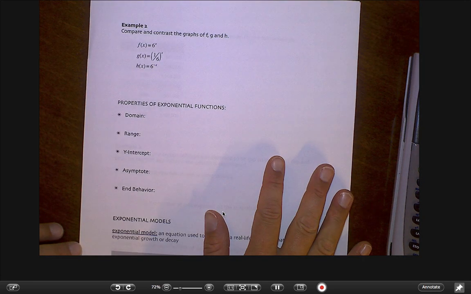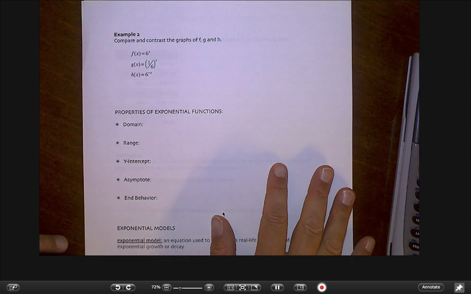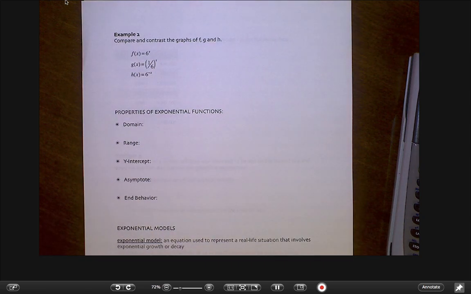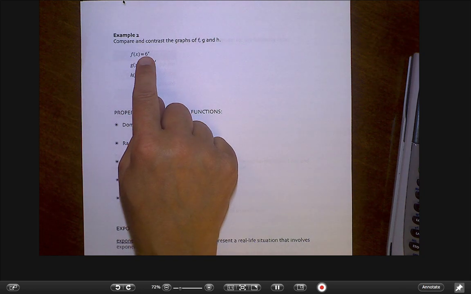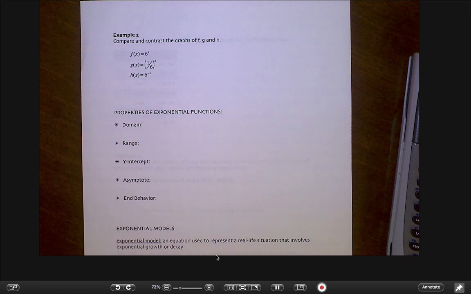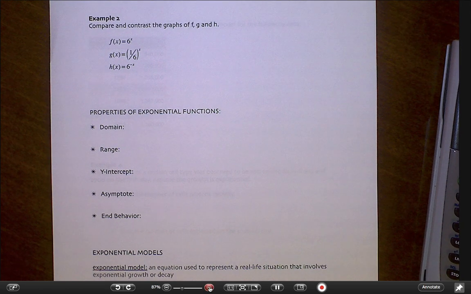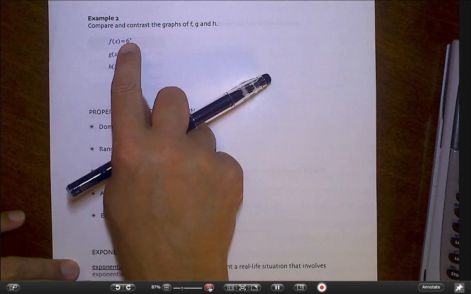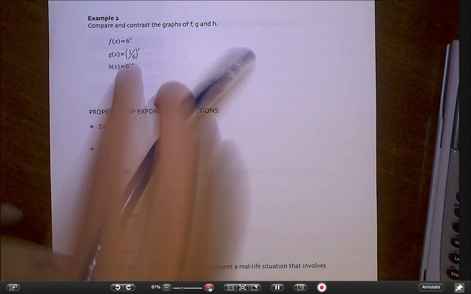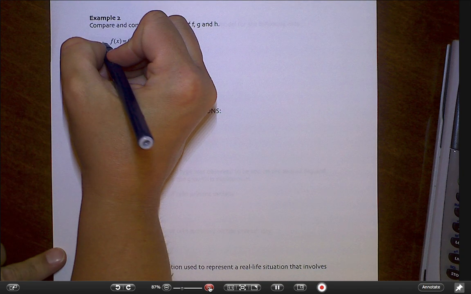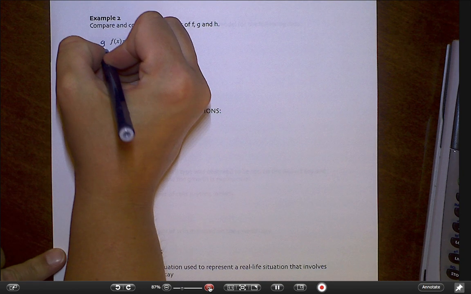my next page, the next example, just real quick, I want to mention something. So I've got three graphs there, three functions, f of x, g of x, h of x. Just from looking at them, I can tell you that this is going to be growth and this is going to be decay, based on that thing that we just talked about, that growth always has a b value that's larger than 1. Decay always has a b value that's smaller than 1. So again, right off the bat, I can say this is growth, this is decay.